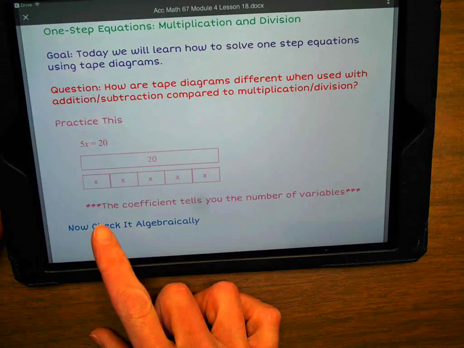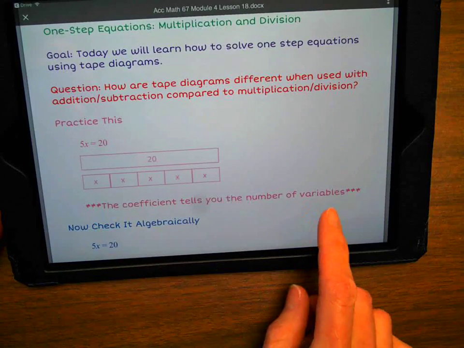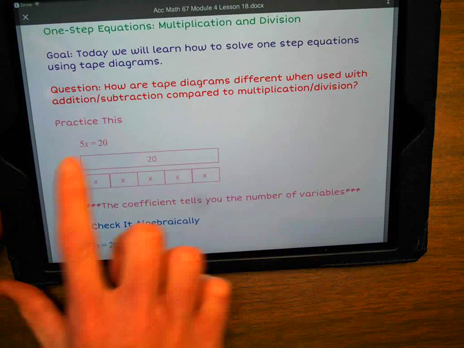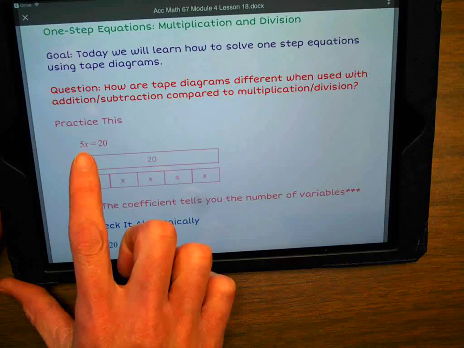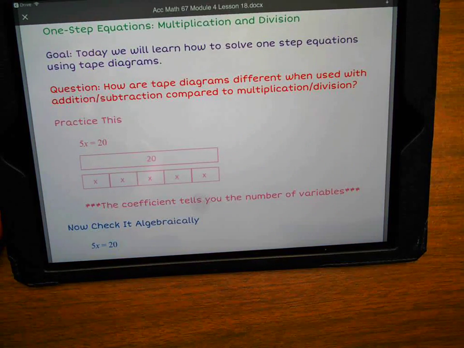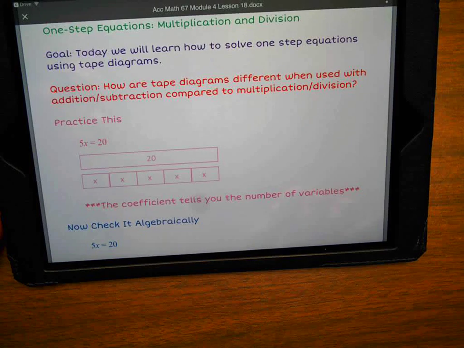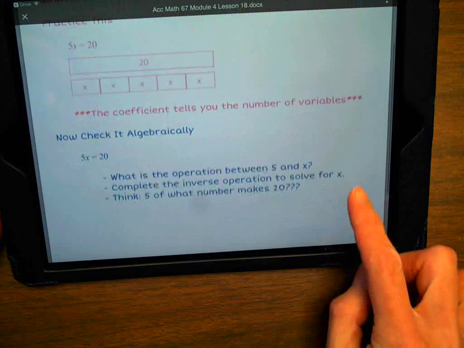Some important information that you need to remember and keep in mind is the coefficient tells you the number of variables. So this right here is a coefficient because it's telling us that we have 5 x's. So if we have 5 x's, that means we have 5 of the same number, and so 5 is the coefficient. All right, so now what we're supposed to do is check it algebraically.